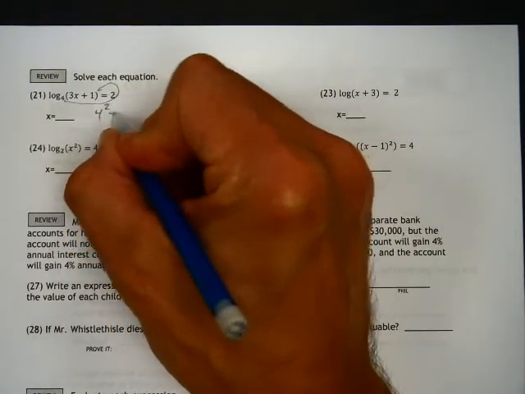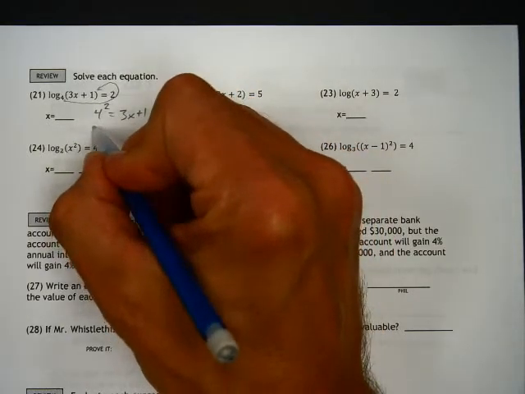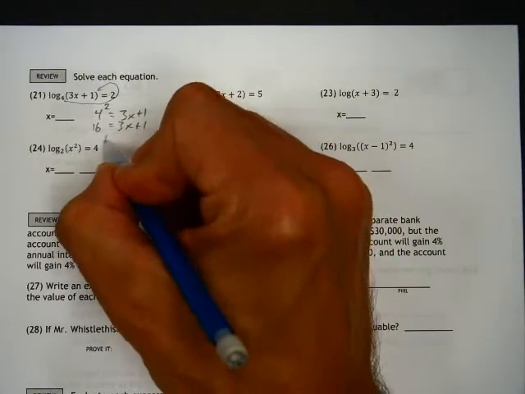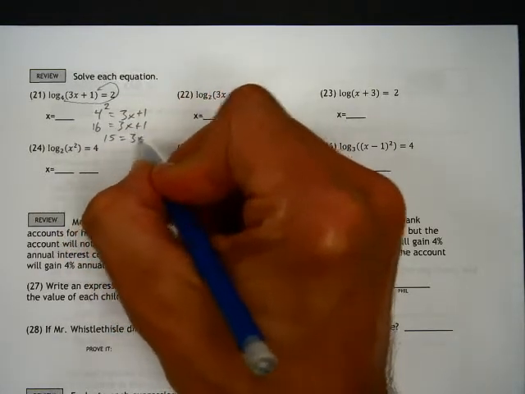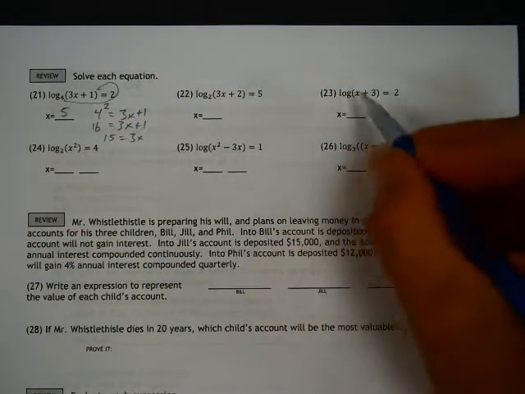So it's 4 to the second power is equal to 3x plus 1. That's a 16 in my book. So you got 16 is equal to 3x plus 1. You subtract the 1, you get 15 equals 3x. You divide by 3, x equals 5. All right. You get something like this.